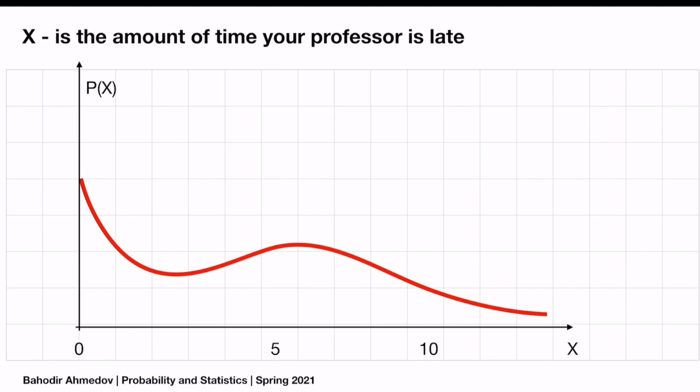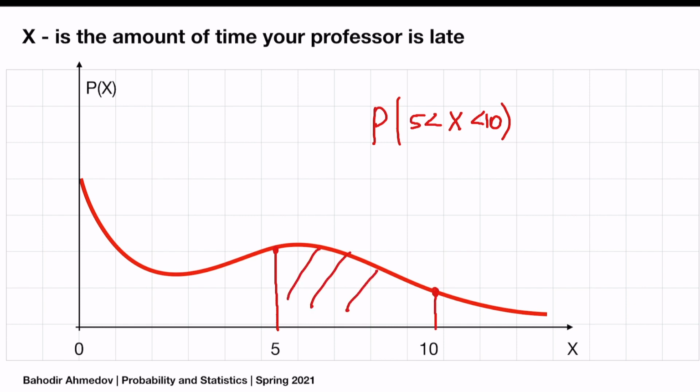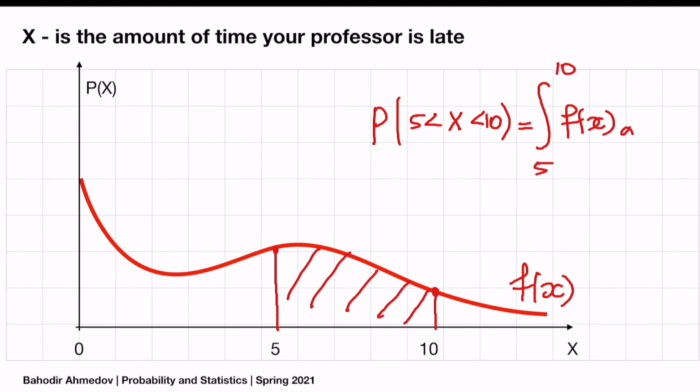For example, if I would like to know the probability that your professor is going to be late between 5 and 10 minutes for the next lecture, I need to find the point 5, then the point 10, and then evaluate this area. This area is going to be the probability. So this density function is f of x, let's say. Then this probability is going to be the integral of f of x from 5 to 10 with respect to x. This is how we are going to evaluate probabilities in the continuous case.